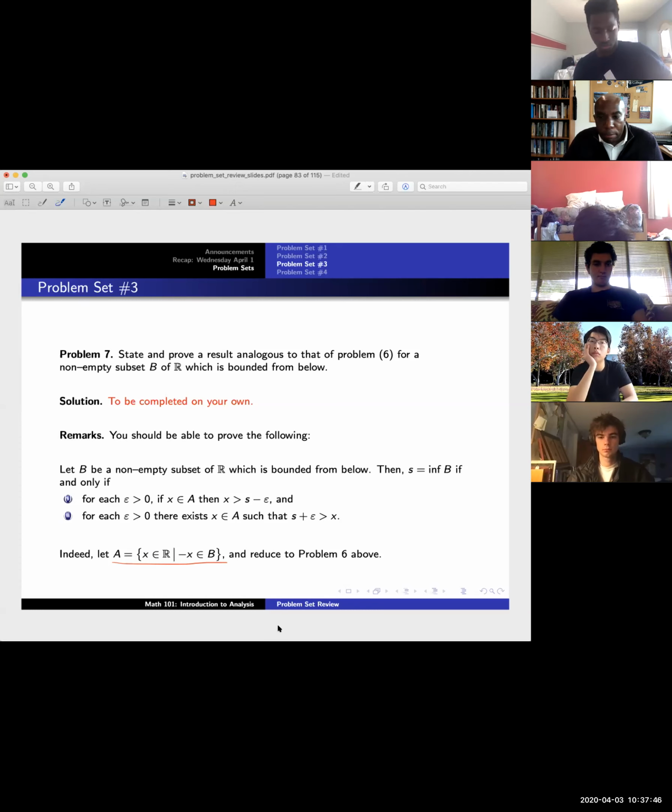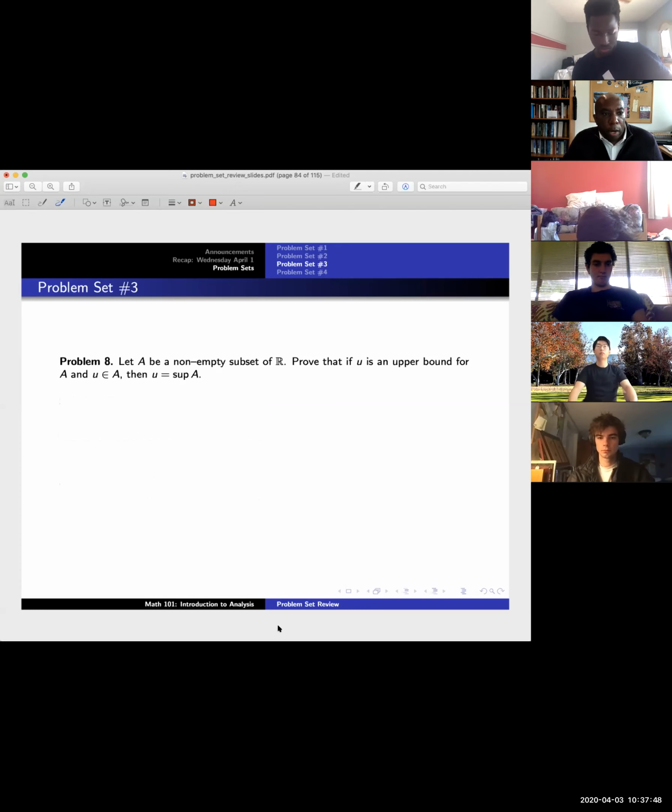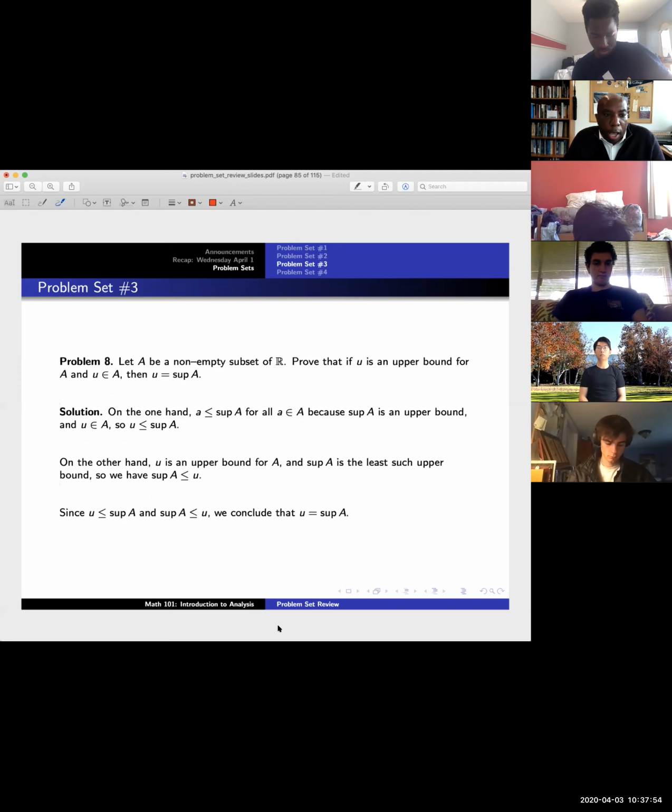Let's keep moving. Problem 8 says if u is an upper bound and u is in A, then u is equal to the supremum. I'll just skim over this because we did do this in class. Here I've just copied exactly what was in class that we did that Wednesday the 28th, so I won't really worry about this here. But any questions here on problem 8?